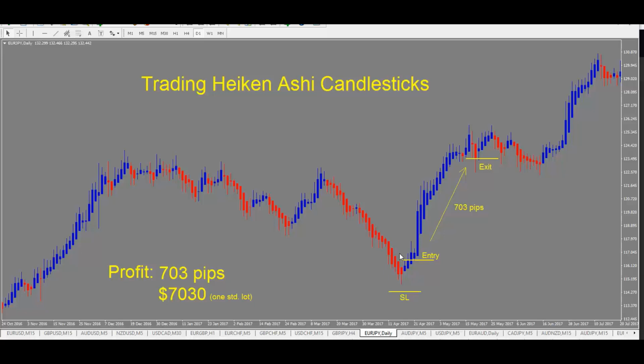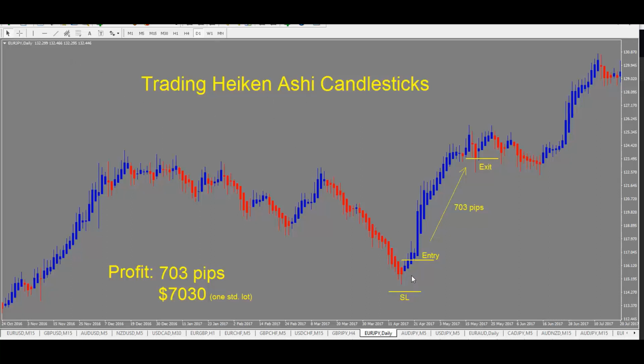We'll take a look at how to trade using Heikin-Ashi candlesticks. Heikin-Ashi candlesticks are very good candlesticks to use when we are looking to stay with the trend. So these are averaged out candles. They look slightly different than our normal candlesticks, but the best benefit of using Heikin-Ashi candlesticks is that they help us stay with the trend and help us ride the trend for as long as possible. Here we are looking at Euro-Yen daily chart.